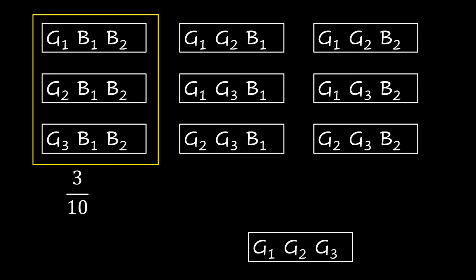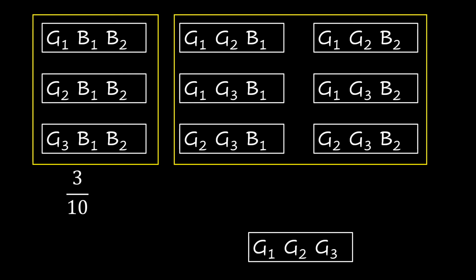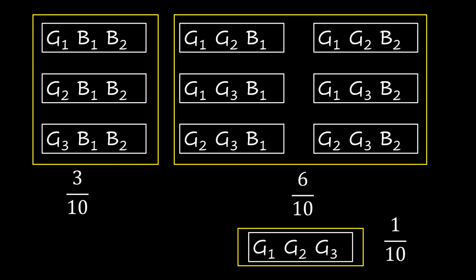Now, the second group at the center is composed of 2 girls in every combination, and there are 6 cases. So therefore, the probability of having 2 girls is 6 out of 10. And finally, the probability of having all 3 girls in the group is 1 over 10.